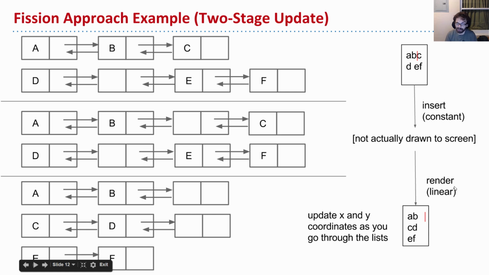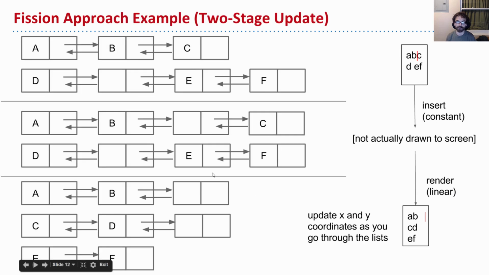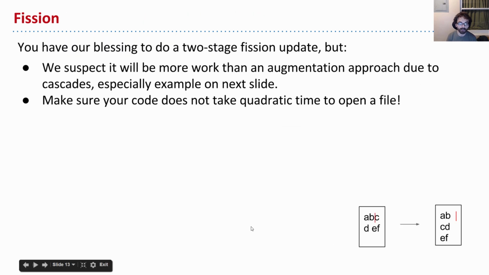Even though one might argue it's questionably linear, I want to open up the possibility. However, we think it's going to be more work to do this approach due to cascades, especially given the example on the next slide. Now, if you decide to do what I'll call the fission approach, maybe this two-stage fission or something similar, I want you to make sure your code does not take quadratic time to open a file, because that will be a ding, right?